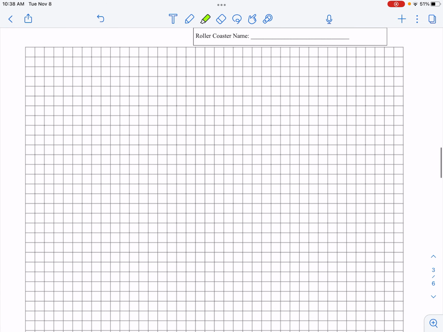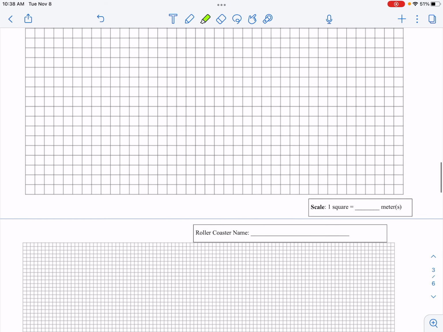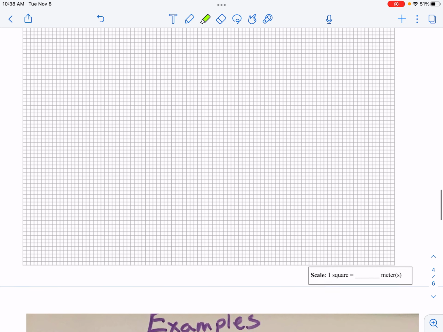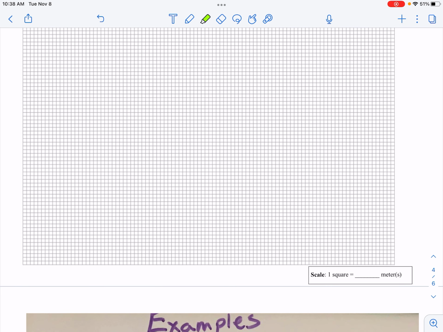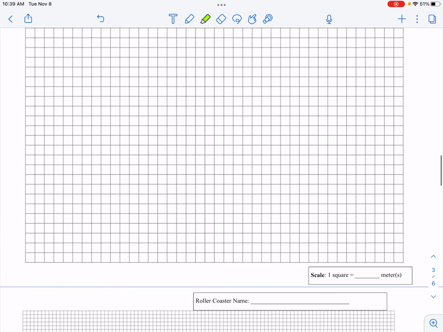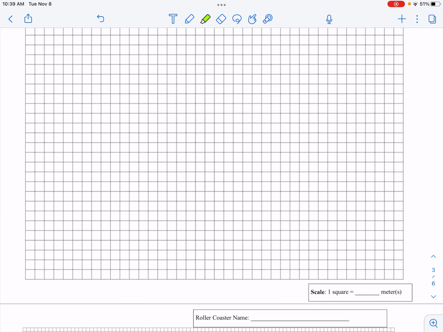Now, you guys have 2 different graph papers, right? One where the grid is a little bit larger and wider, and one where the grid is a little bit smaller. So you can use either. The key thing is you want to define your scale, right? So each square should equal a certain amount of meters.